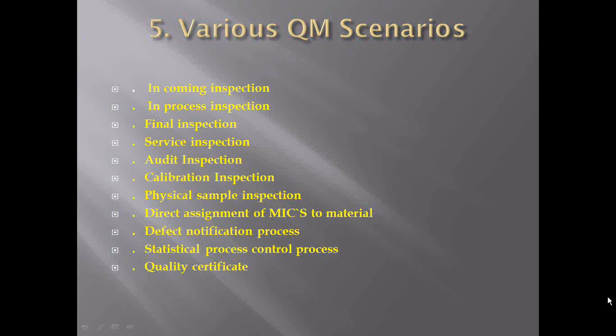So various industrial scenarios, these are some of the industrial scenarios which are mostly used for quality inspection purposes, like incoming inspection, in process inspection, final inspection, service inspection, audit inspection, calibration, physical sample, direct assignment of MICs to material, defect notification, statistical process control charts, and quality certificates.